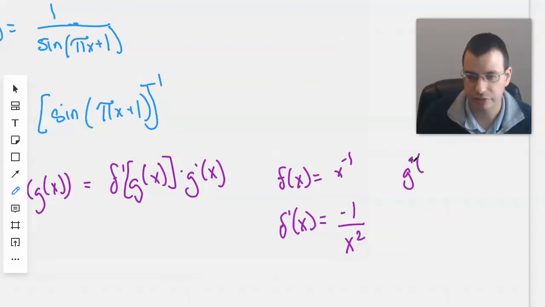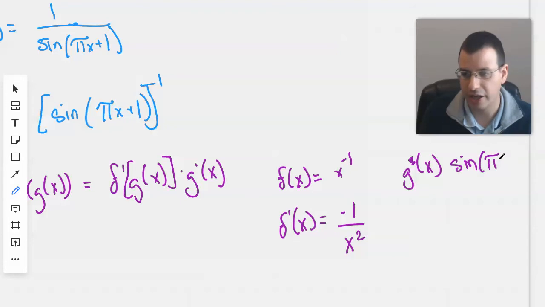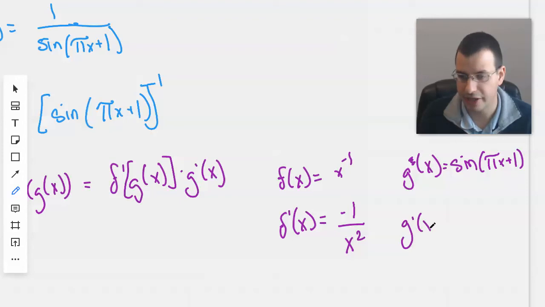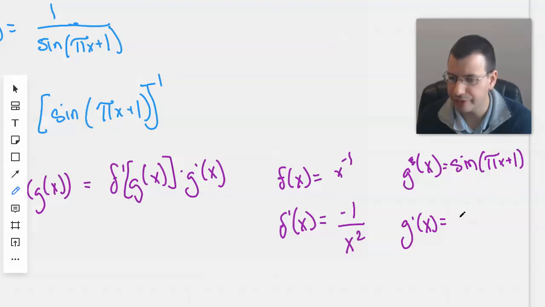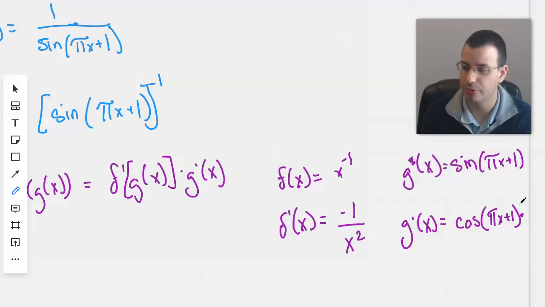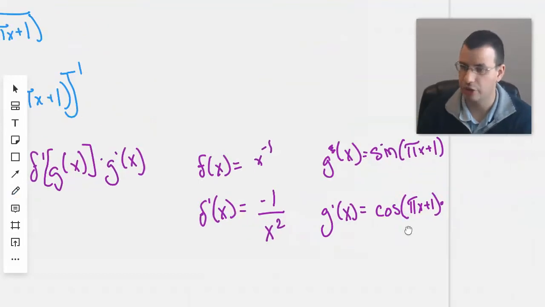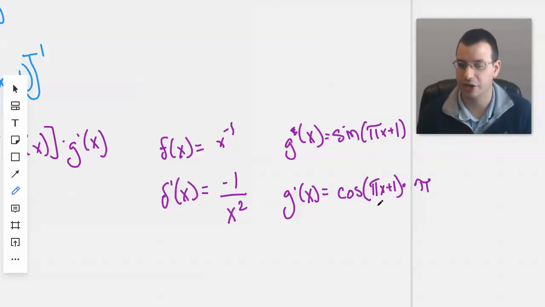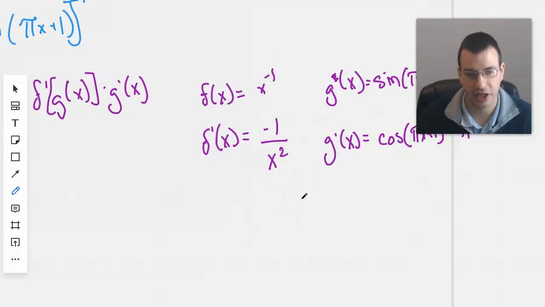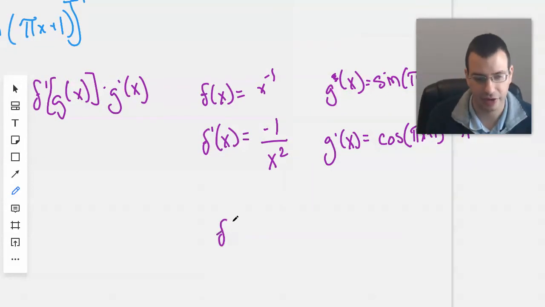g of x is sine of pi x plus 1. g prime of x would then equal cosine of pi x plus 1. But then we also have to multiply by the derivative of the interior, which is the chain rule again. So the derivative of pi x plus 1 will just be pi, because the 1 goes away, and the derivative of x is just 1.